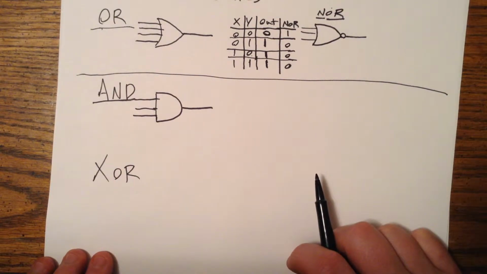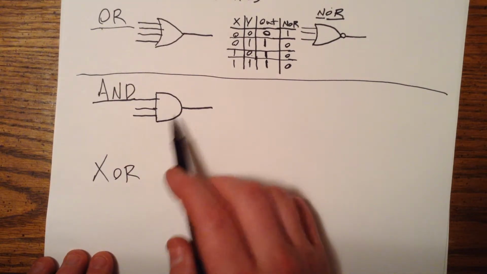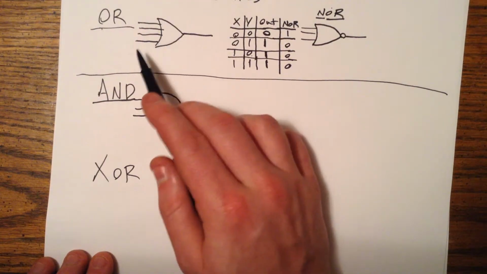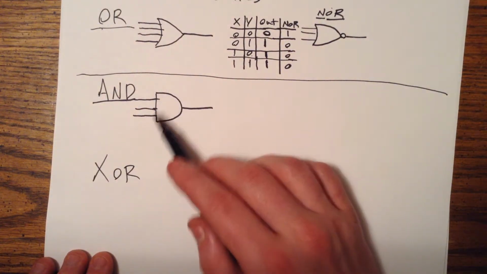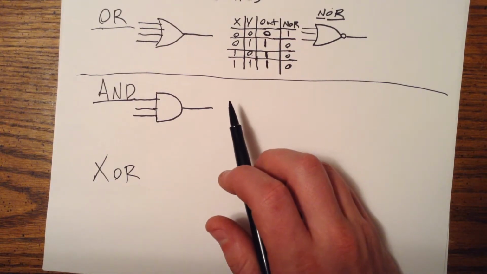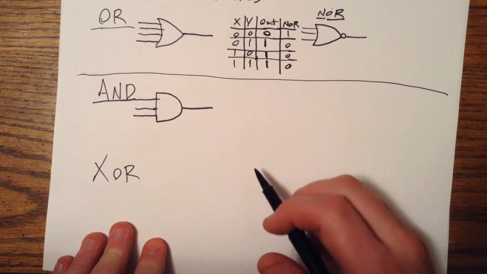So this would be the AND gate. The AND gate is characterized by the flat back and the curved nose, where the OR gate has a pointed nose and a curved back. AND gates have a flat back and a curved nose on them. And this is just when you're drawing them out in the schematic. It's just a shorthand for engineers.